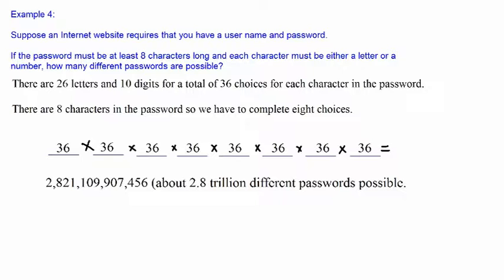Quite a large number. One might think, well, that's all we need. Computers are fast enough to where they could run through all of these possibilities rather quickly and guess a password if necessary. That's why passwords of late are more complex than these.